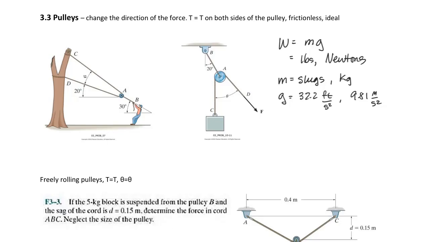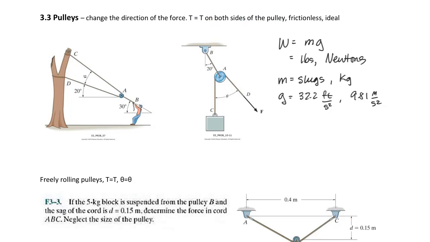We're going to continue on with section 3.3 here and talk about pulleys. The pulleys we're going to consider in this section are going to be frictionless and ideal. We'll talk a little more about what ideal means in the future, but for now what we should understand is that all pulleys do is change the direction of the force. That means that the tension is going to be the same on both sides of the pulley.